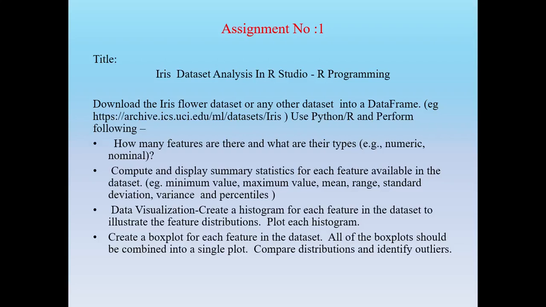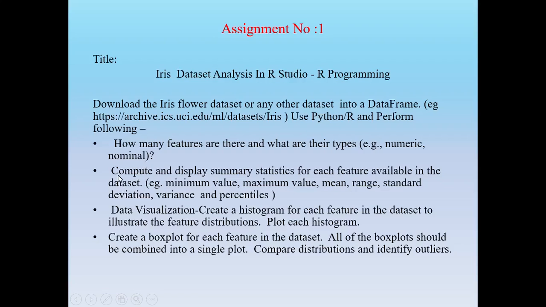Download the IRIS flower dataset or any other dataset into a data frame. The CSV file will be available from this website. Use Python or R programming and perform the following. Four operations are given in front of you. The first operation is: how many features are there and what are their types, for example, numeric and nominal.